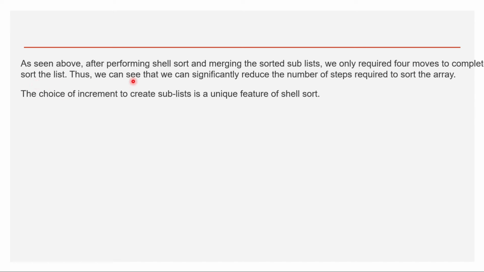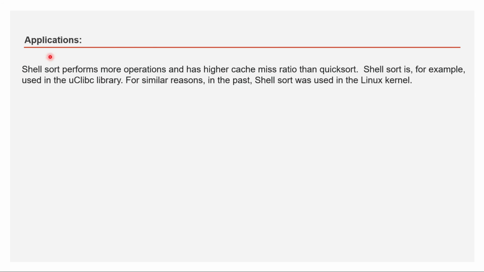completely sort the list. Thus, we can see that we can significantly reduce the number of steps required to sort the array. The choice of increment to create sublists is a unique feature of shell sort. Application of shell sort. Shell sort performs more operations and has a higher cache miss ratio than quick sort. Shell sort is, for example, used in the Euclid library. For a similar reason, in the past shell sort was used in the Linux kernel.